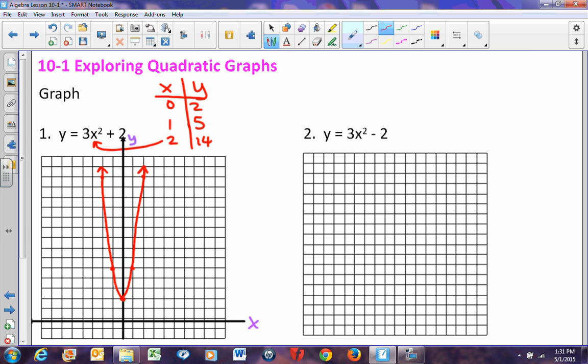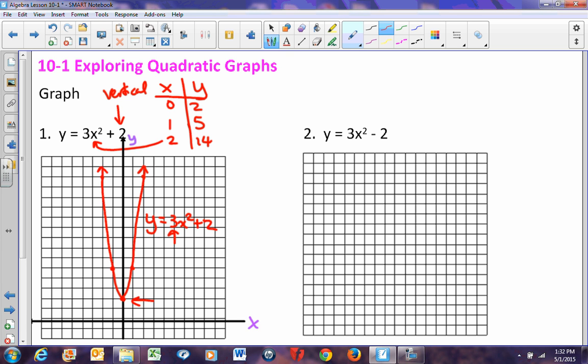Notice the plus 2 moved my graph 2 units up from the x-axis. So in the graph of y equals 3x squared plus 2, the 3 made it narrower, and the 2 at the end moved the graph up 2 units. And we talked about this when we translated absolute value graphs. Remember, this was a vertical translation, in this case, positive 2.